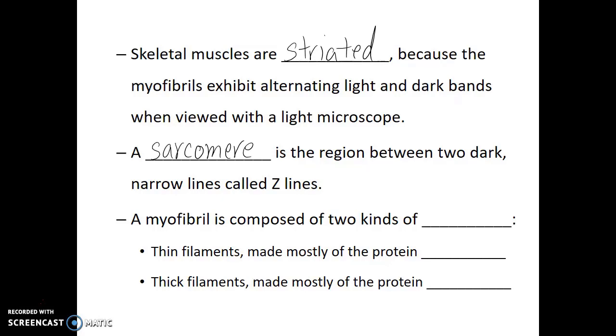A myofibril, this contracting region of the muscle, is composed of two kinds of proteins. We have the thin filaments, which are composed primarily of the protein actin. And then we have the thick filaments, which are composed of the protein myosin. It's the way that actin and myosin interact with each other that allows for muscular contraction.